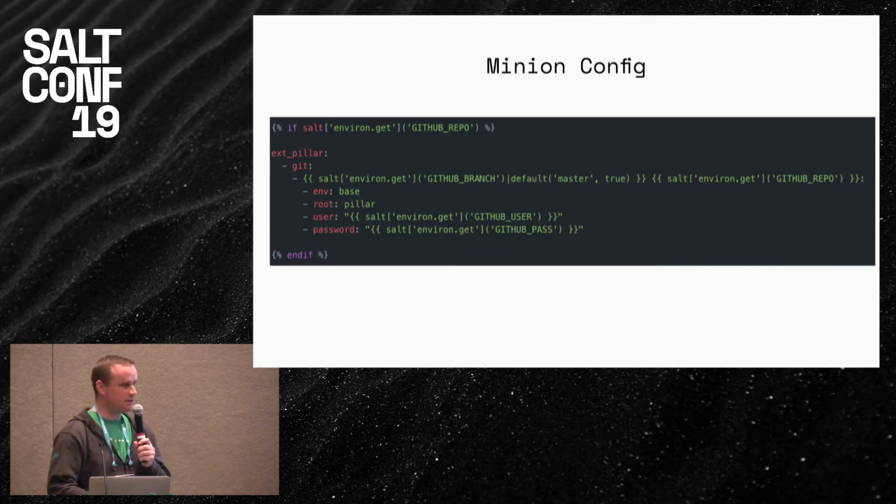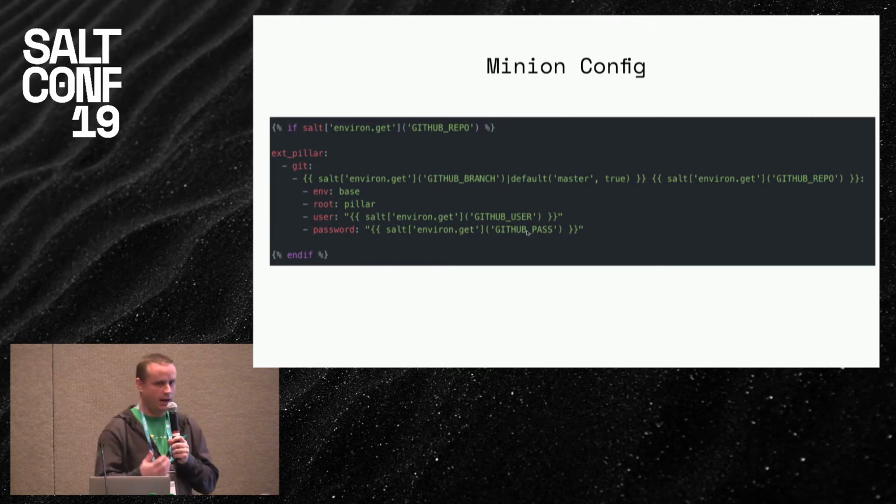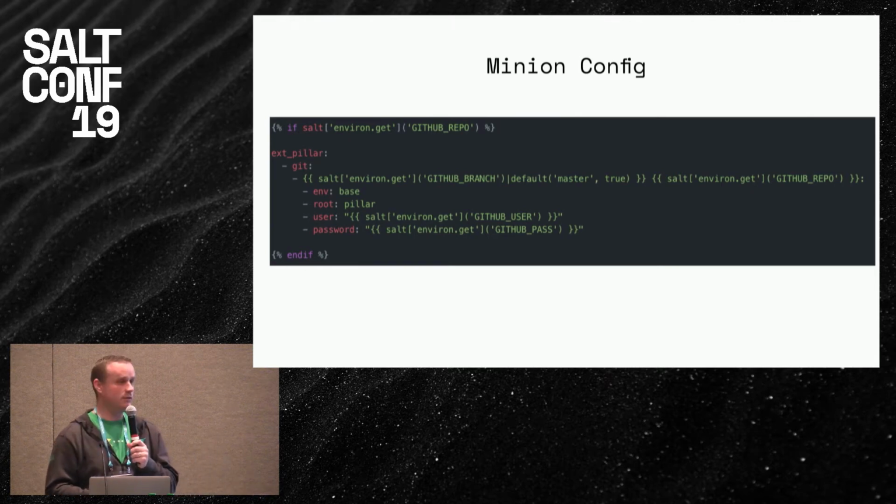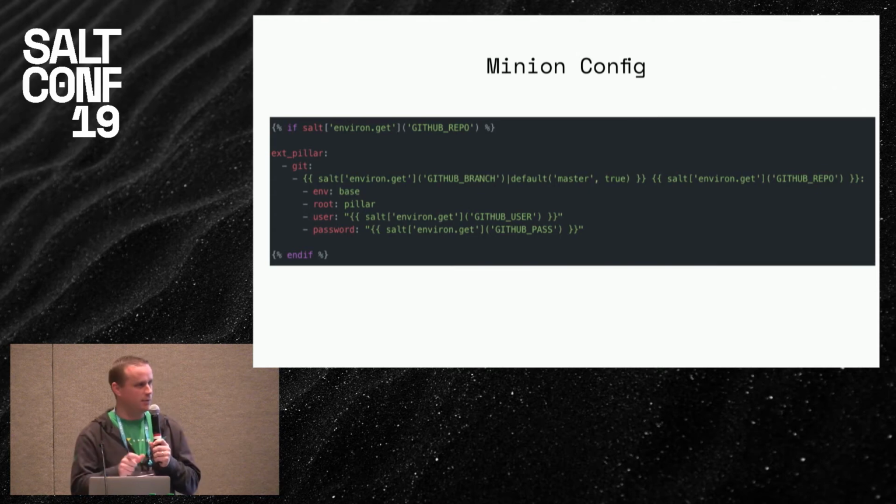So this is kind of the secret sauce, right? And then it also puts in the GitHub user and password. So this is how the minion knows where to get the data, and then the Salt formulas can apply it with the other AWS environment variables that we pass to the container.